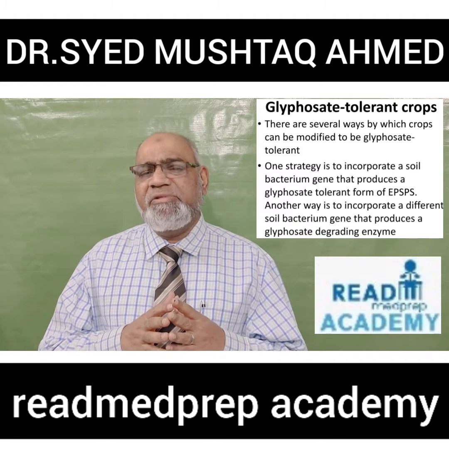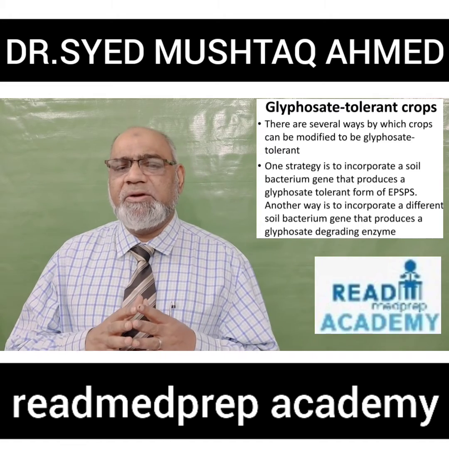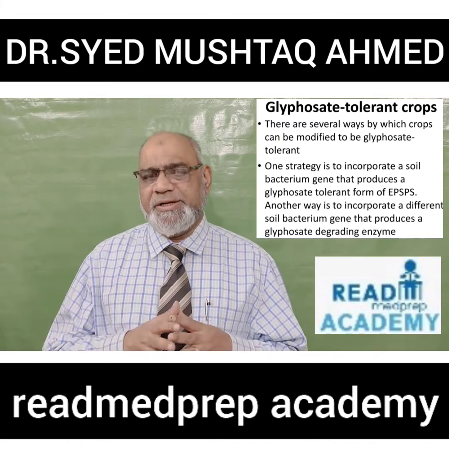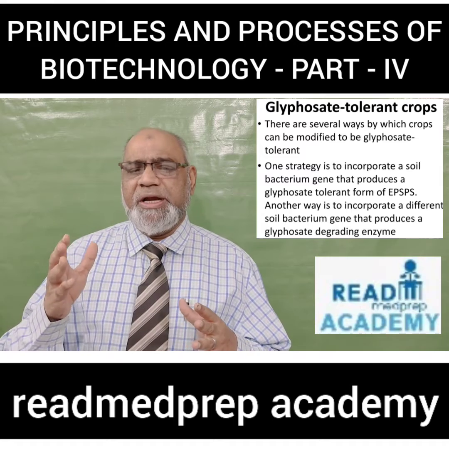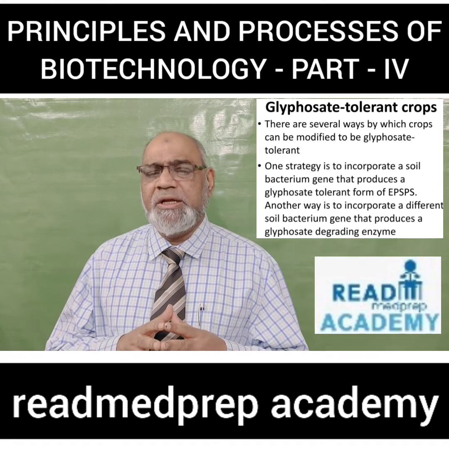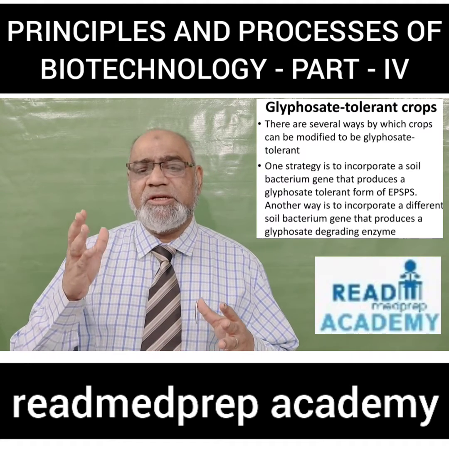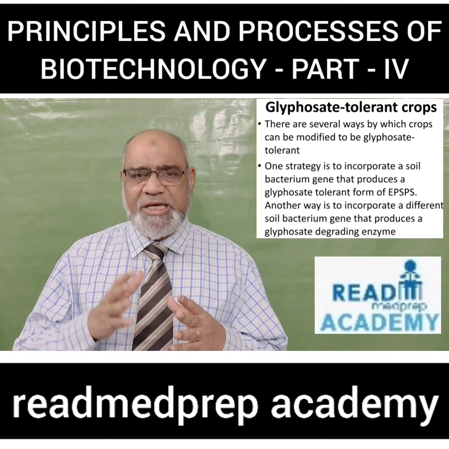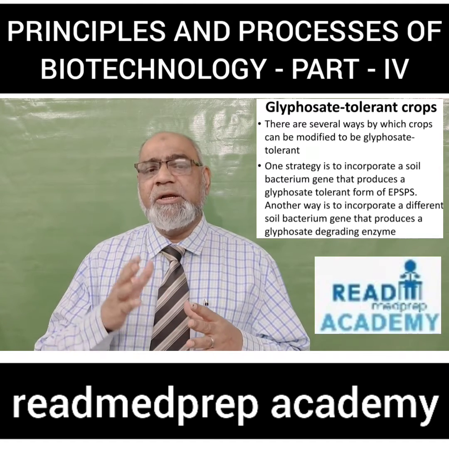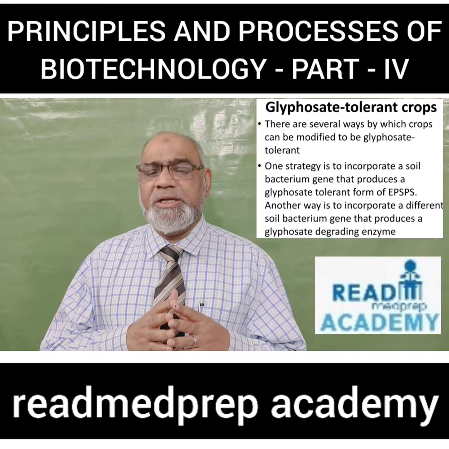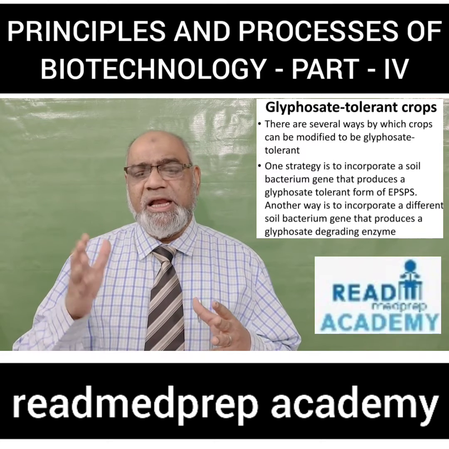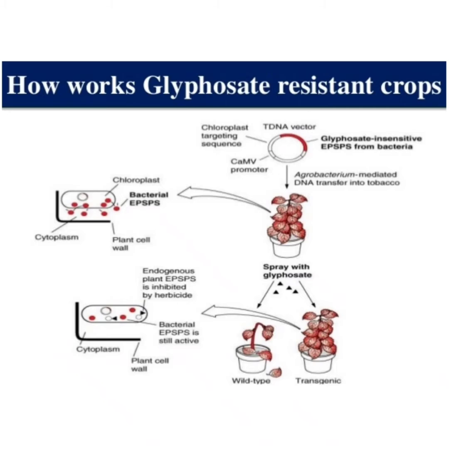So there are several ways by which crops can be modified to be glyphosate tolerant. One strategy is to incorporate a soil bacterium gene that produces a glyphosate tolerant form of EPSPS. Another way is to incorporate a different soil bacterium gene that produces a glyphosate degrading enzyme. How do the glyphosate resistant crops work?